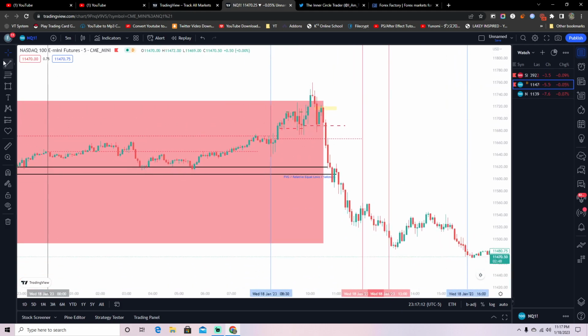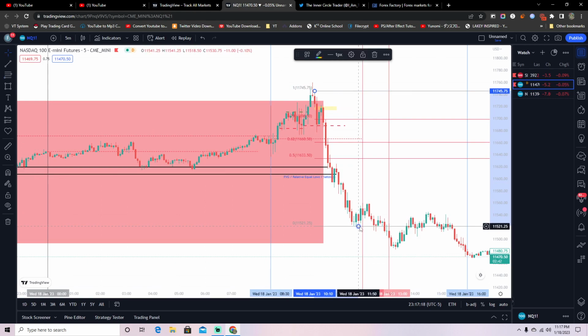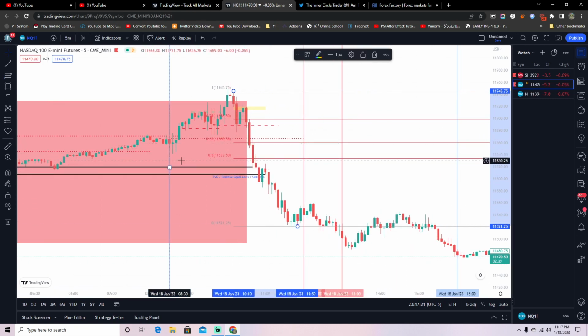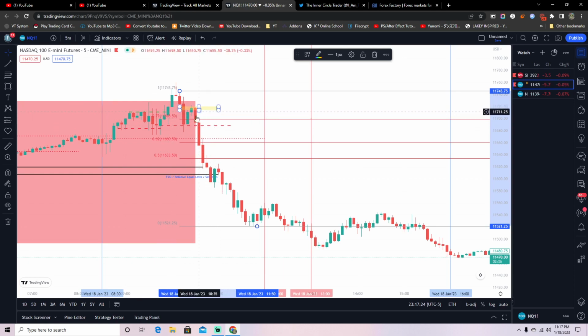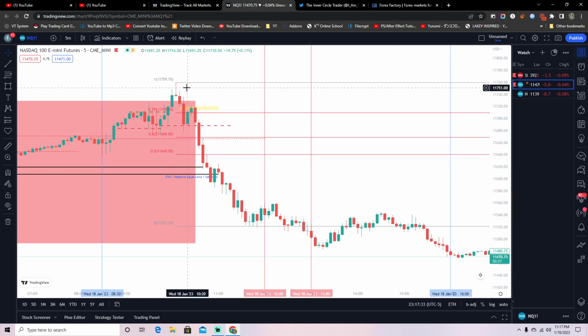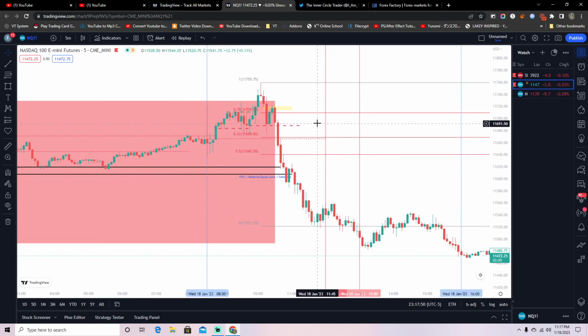Now, what I need to measure is the high of the day to this low, which is obviously a lot easier in hindsight. From the high to low, we can see that this is actually above optimal trade entry. Oh, sorry, I didn't mark the high properly. So we can see that it's right above optimal trade entry, but it is above equilibrium, okay? We have price trade into that imbalance, and then we see displacement lower. That's what I would have been paying attention to today.